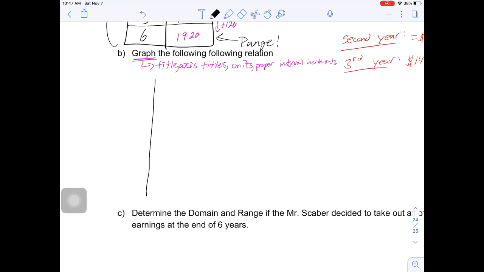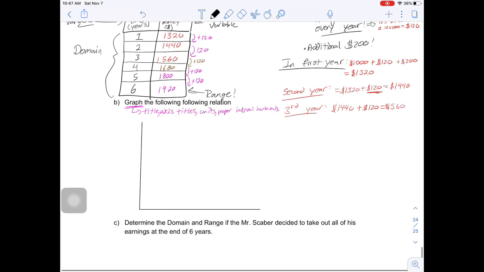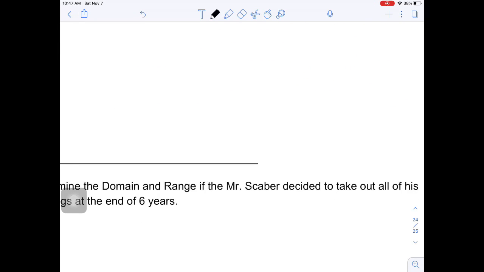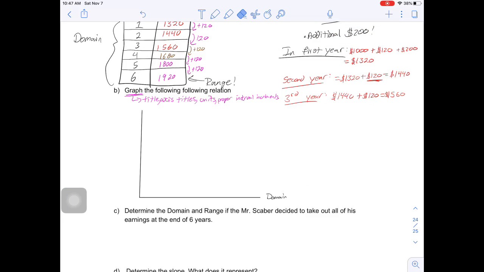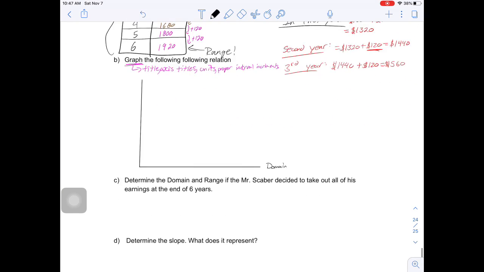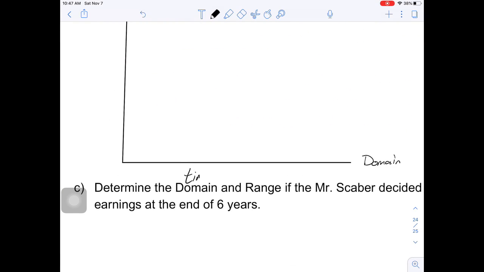So what I'm going to do here is start off my graph. And hopefully you have a ruler, unless you have an iPad, then it does it for you, which is pretty cool. From here, recognize we're starting at a massive number. Remember, my independent variable and my domain is always on my horizontal axis. So this is my domain axis, and my domain is my time. The first thing I'm going to do is title my domain axis as time and mention that it's measured in years.